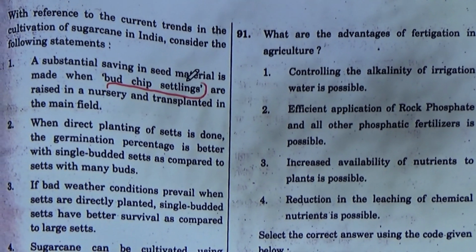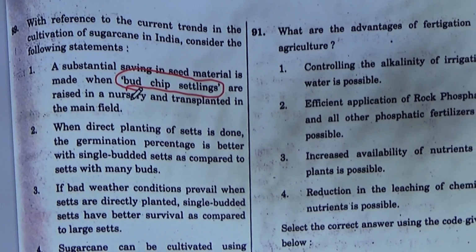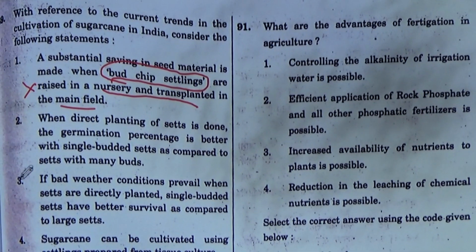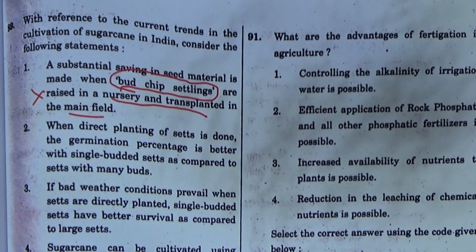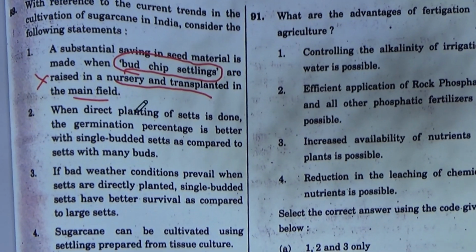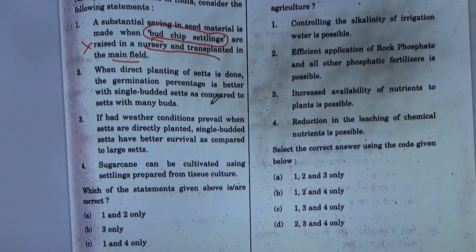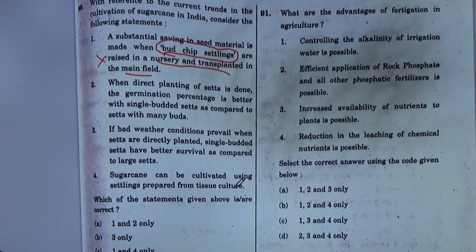All right. Now it is done by the farmers only on the farmland. So it is not done in the nursery and then transplanted in the main field. So this is not done. So in that way the first is incorrect. All right. So the answer is obviously going to be 2, 3 and 4. So direct planting of sets is done. Germination percentage is better in single budded sets. Bad weather conditions prevail when, of course, this is also correct, so you can cultivate it through tissue culture.